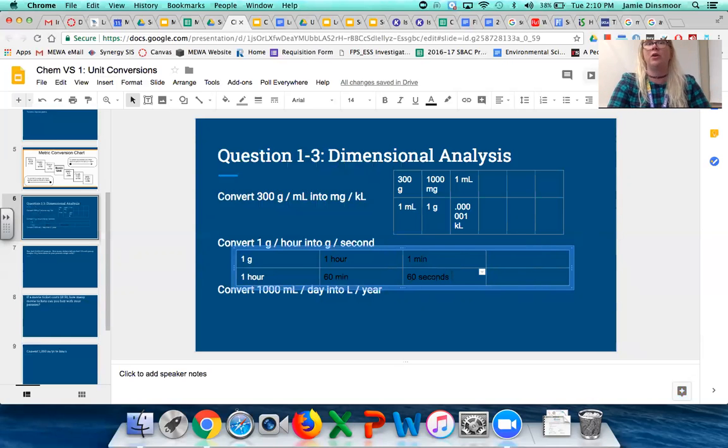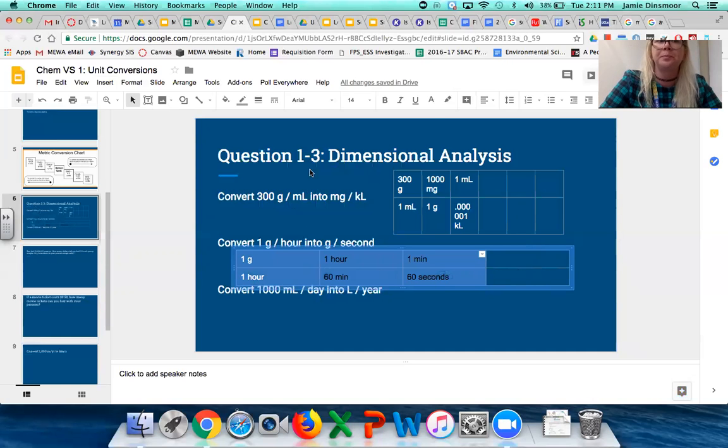Now, some people might know, oh, well, I know how many seconds are in an hour. Great, good for you. Plug that in right away then. If you don't, you can break these down as many times as you need to. So for example, if they wanted you to go from days to seconds, you could go from days to hours. There's 24 hours in a day. There's 60 minutes in an hour. There's 60 seconds in a minute. Right? And you could write out all of that and still get the correct answer. You don't have to know how many seconds are in an hour to start.